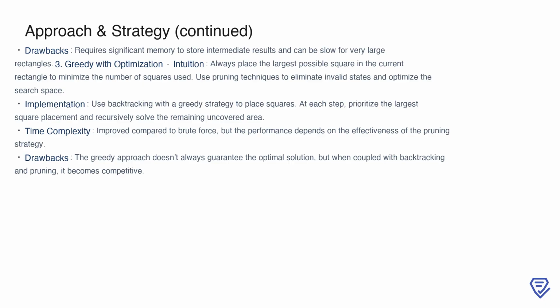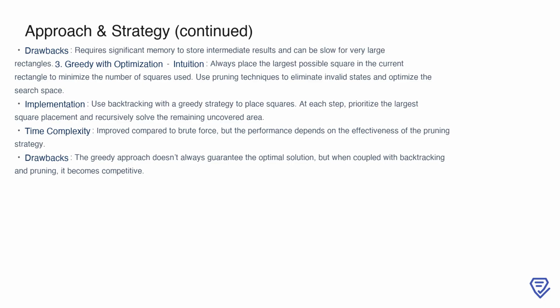The time complexity is improved compared to brute force, as pruning significantly narrows down the search space. However, the greedy approach alone does not always guarantee an optimal solution. When enhanced with backtracking and pruning, it becomes much more competitive, blending heuristic placement with exhaustive search to achieve better results.